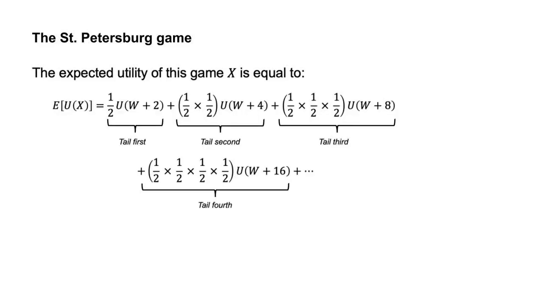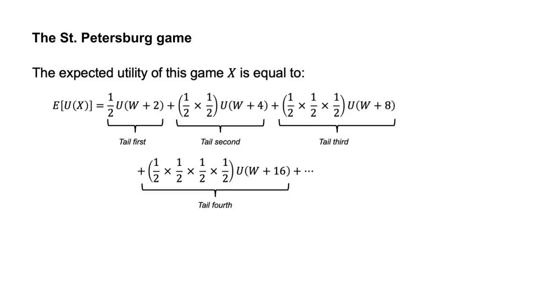The expected utility of this game is equal to 1/2 times the utility of W plus 2, plus 1/2 times 1/2 times the utility of W plus 4, plus 1/2 times 1/2 times 1/2 times the utility of W plus 8, plus 1/2 times 1/2 times 1/2 times 1/2 times the utility of W plus 16.